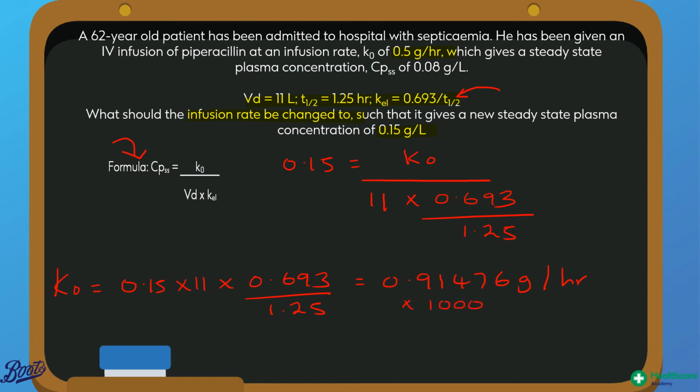And if we turn this into milligrams per hour, we can simply multiply this out by a factor of 1,000 to give us 914.76 milligrams per hour. And then we're going to round up to the nearest whole number, which is 915 milligrams per hour.